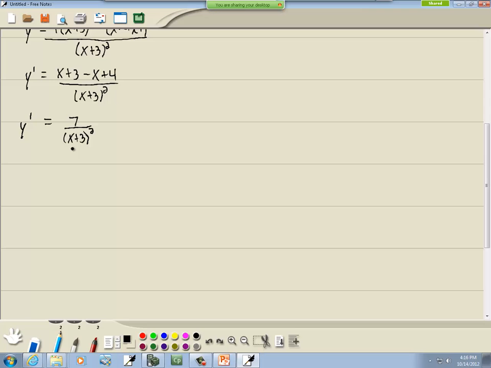Now we'll find our critical values. We set the top part equal to 0, we set the bottom part equal to 0 with a fraction. But the top part, if I set that equal to 0, it doesn't go anywhere. There's no x to solve for. So I'll set the bottom part equal to 0. And we can drop the squared and just set the x plus 3 equal to 0. And we get x is equal to negative 3. So that's our critical value.